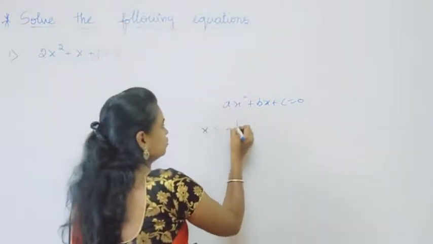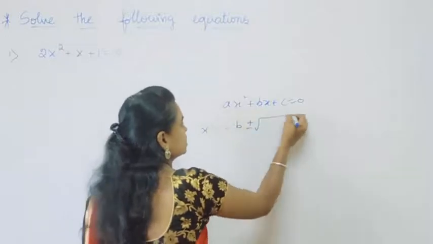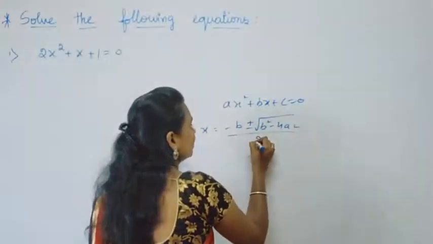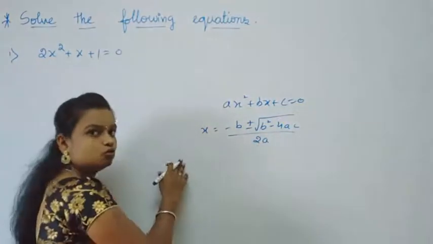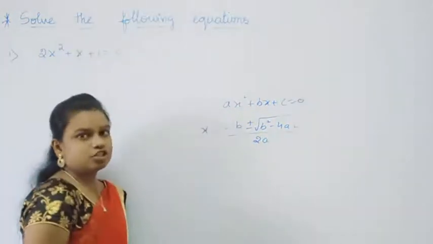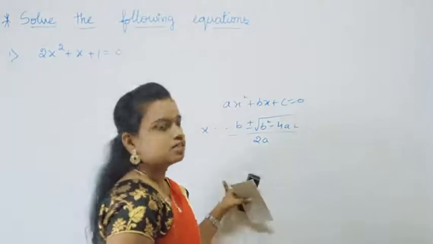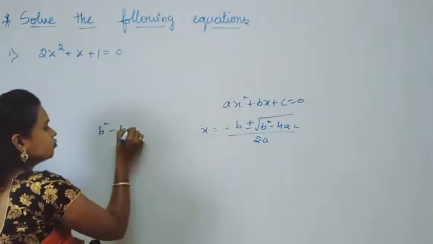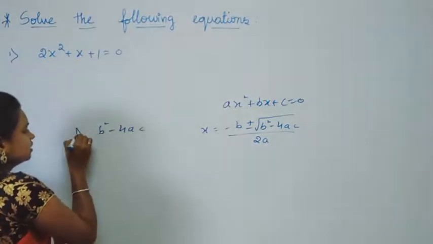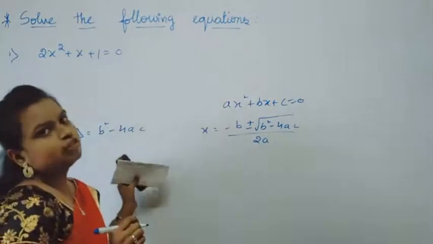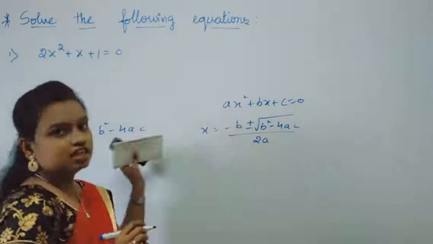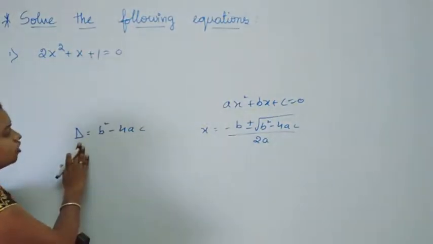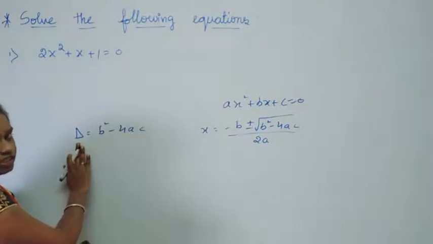x is equal to minus b plus or minus square root of b square minus 4ac divided by 2a. This is the root for the quadratic equation, right? You already know this, and you also know that b square minus 4ac is equal to what? The discriminant. In your previous class you already learned, right? So b square minus 4ac is equal to what? Discriminant. We call it as discriminant.